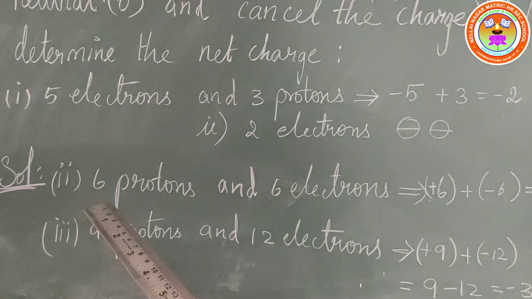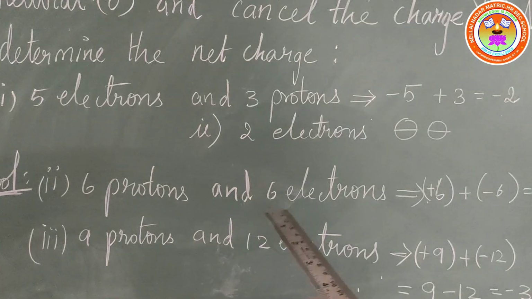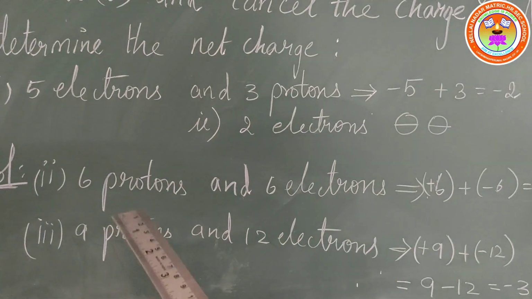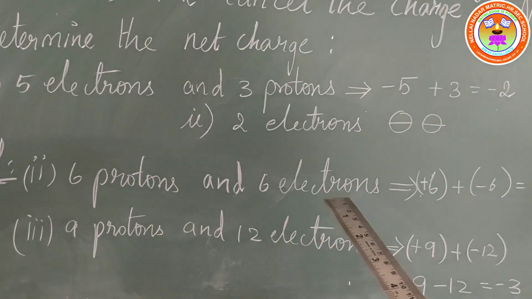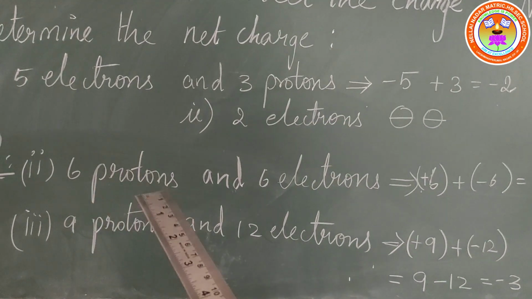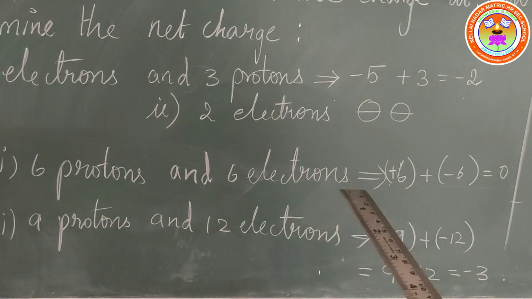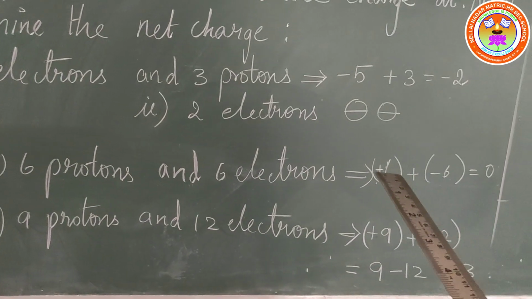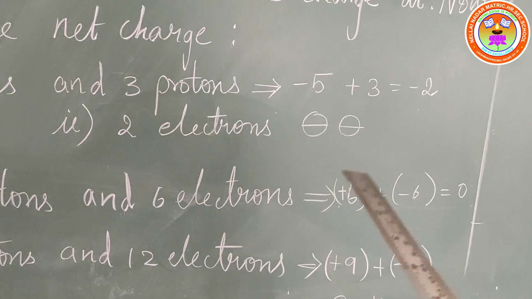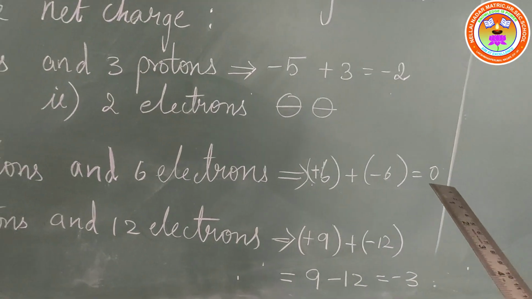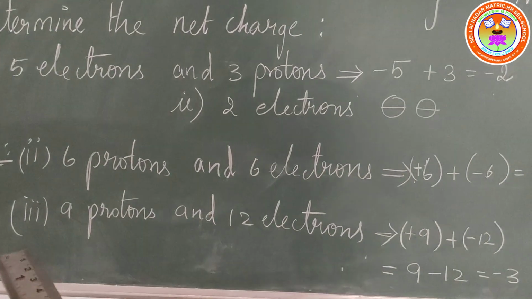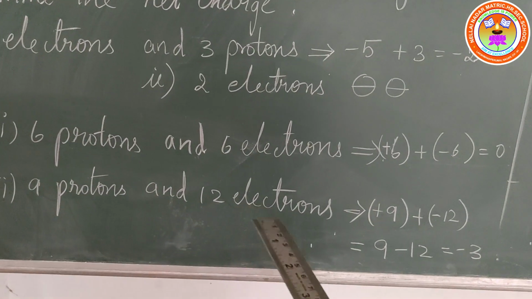Now second one, 6 protons and 6 electrons are there. So proton means plus value, electron means negative. So 6 protons represents plus 6 and 6 electrons means minus 6. So both are the same number with different symbols, so you will get 0.